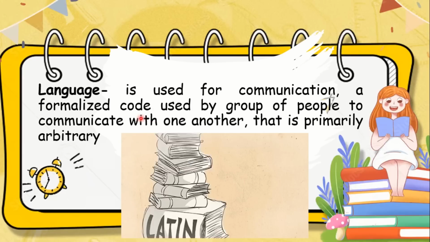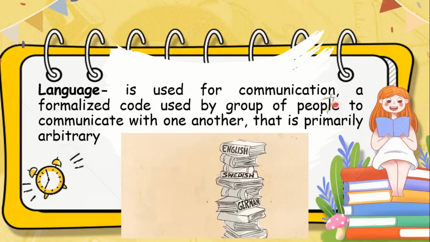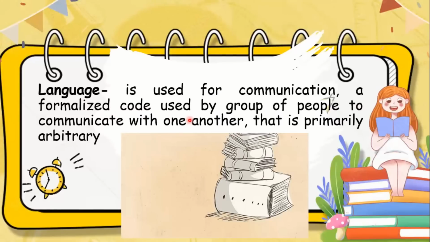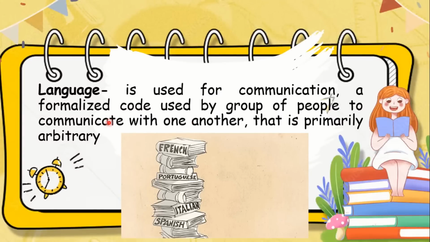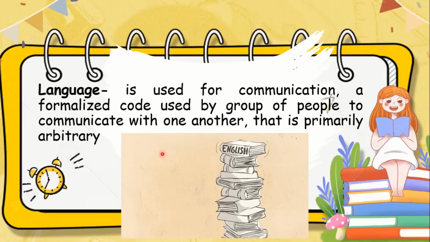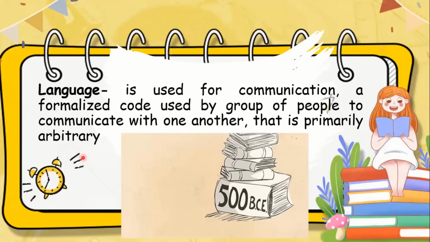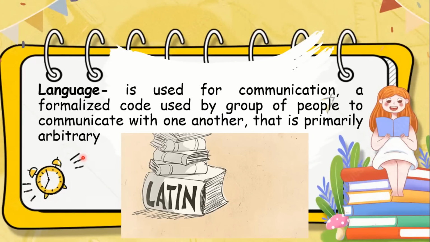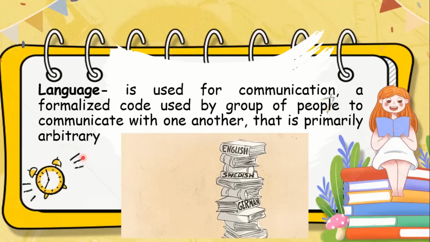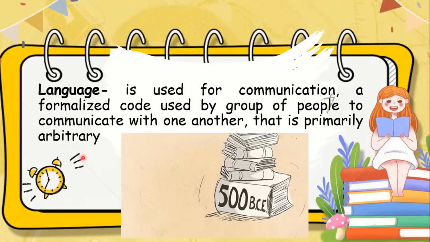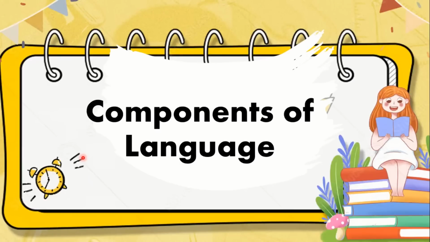Next we have language. This is used for communication, a formalized code used by a group of people to communicate with one another that is primarily arbitrary. So people decide on symbols, their corresponding meaning, and rules that make up a language. There are 5 dimensions of language that describe its form. So we have the components of language.